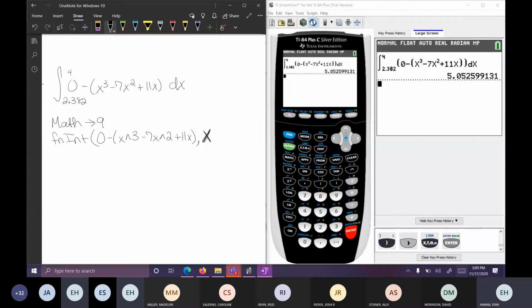It's much more complicated on a calculator. A comma. And then you're going to put in your bounds. So the bottom bound, 2.382, comma, top bound, end parenthesis. And take a deep breath and hope you typed everything in right. So that's how you'll do it in your calculator. You'll get 5.05. So obviously there's more to the decimal, but I'm rounding here.